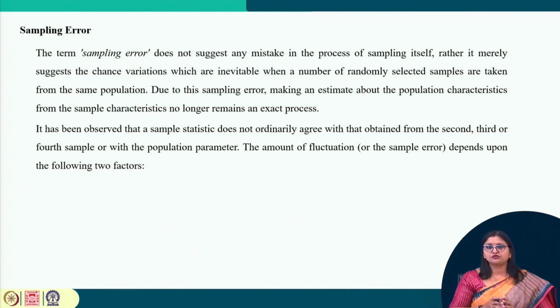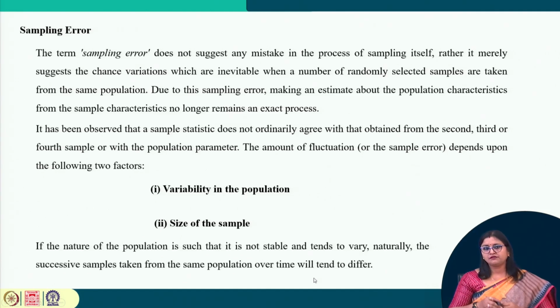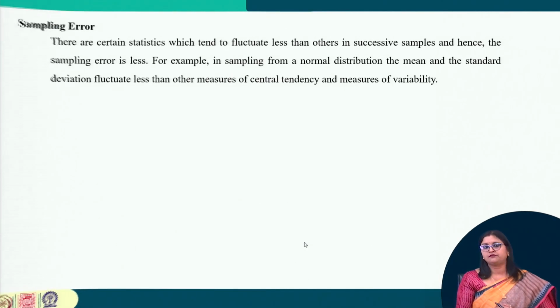The amount of fluctuation from the sampling error depends upon the following two factors. What are they? The variability in the population and the size of the sample. If the nature of the population is such that it is not stable and tends to vary naturally, then successive samples taken from the same population over time will tend to differ.